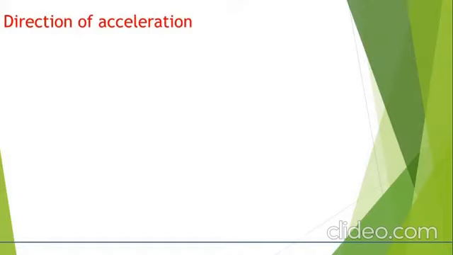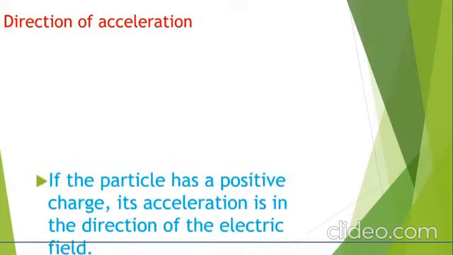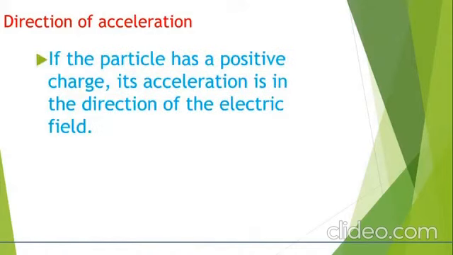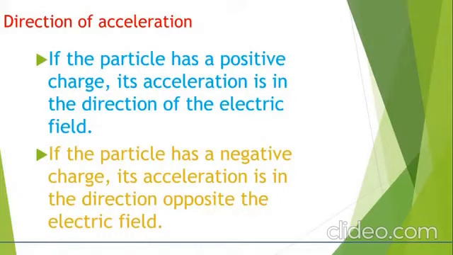Now we'll discuss the direction of the acceleration. The direction of the acceleration depends on the charge. If the particle has a positive charge, its acceleration is in the direction of the electric field. If the particle has a negative charge, its acceleration is in the direction opposite to the electric field.